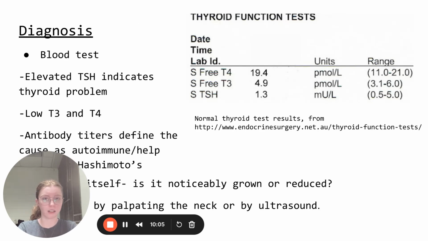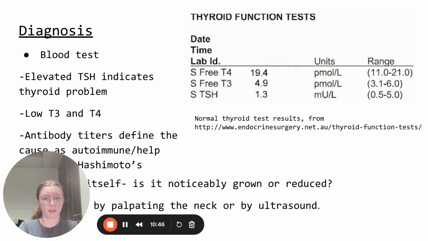So the diagnosis of the thyroid is primarily by evaluating its function. You do a blood test. An elevated amount of TSH indicates that there's a thyroid problem. The body is calling out for, hey, why aren't you working? Do what I need you to do. Also, a low T3 and a low T4 indicates much the same thing, that the thyroid's not doing what it's supposed to do. The antibody titers against things, like I mentioned before, the thyroglobulin, really define that the cause of the thyroid dysfunction is autoimmune, and that this is a case of Hashimoto's.